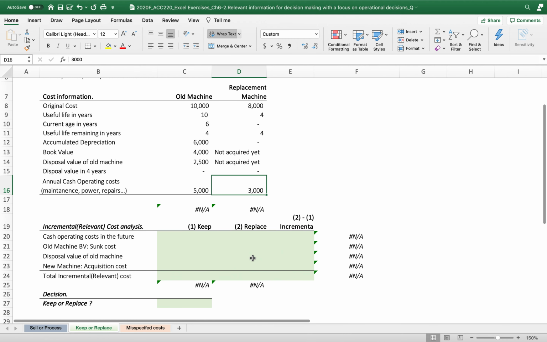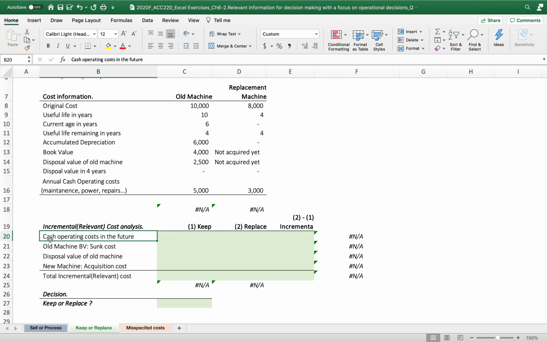Okay, then let's collect only the relevant incremental cost information of cash operating cost. What about the older machine? The older machine's book value is sunk cost. And the disposal value of the older machine is relevant. The new machine acquisition cost, I think that is irrelevant. That is a distractor, right? And the new machine acquisition cost is relevant somewhere here, and the total incremental relevant cost we will identify.